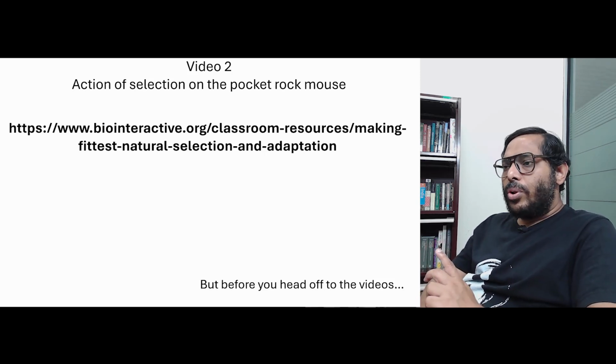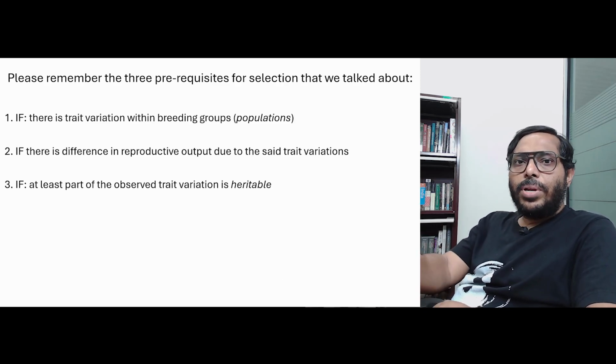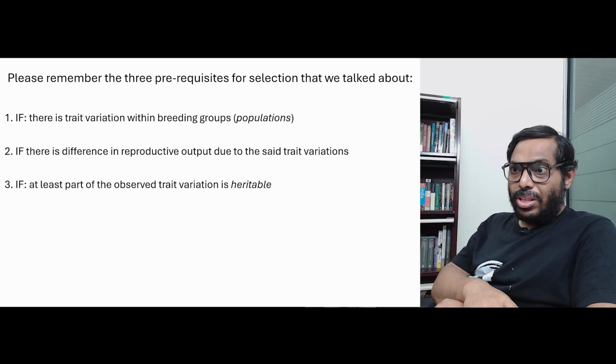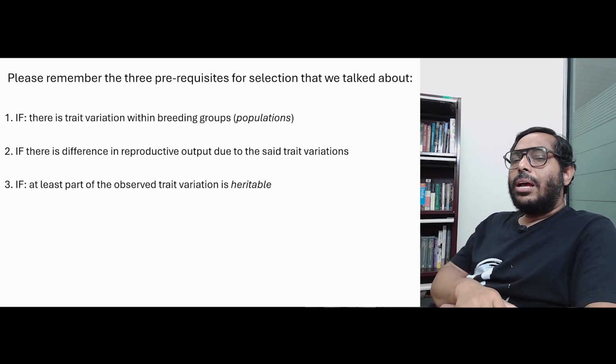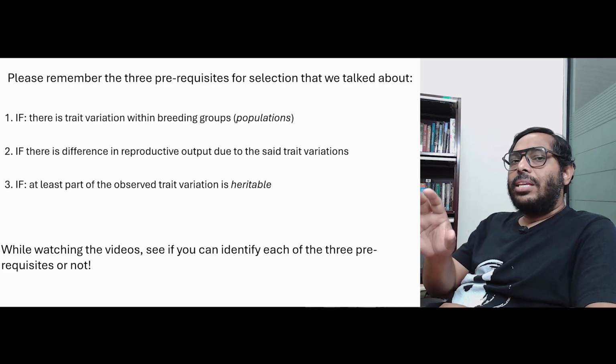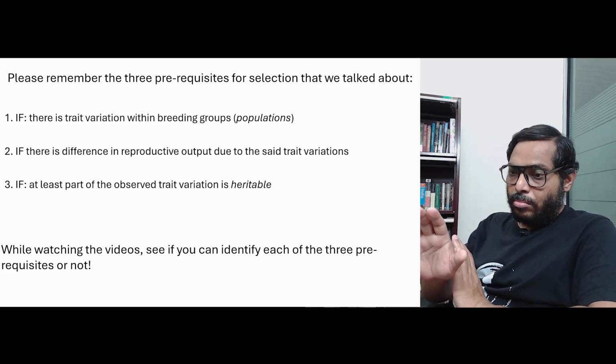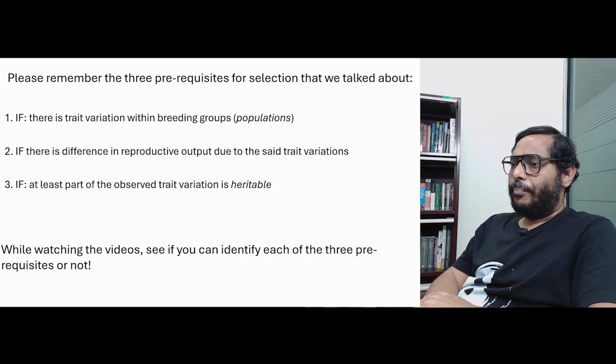However, before you head off to the videos, as I said, please remember these three prerequisites for selection that we talked about, the three necessary conditions, and try to see for yourself whether you can identify these things when you are watching the videos. That is the main reason I want you to go there.